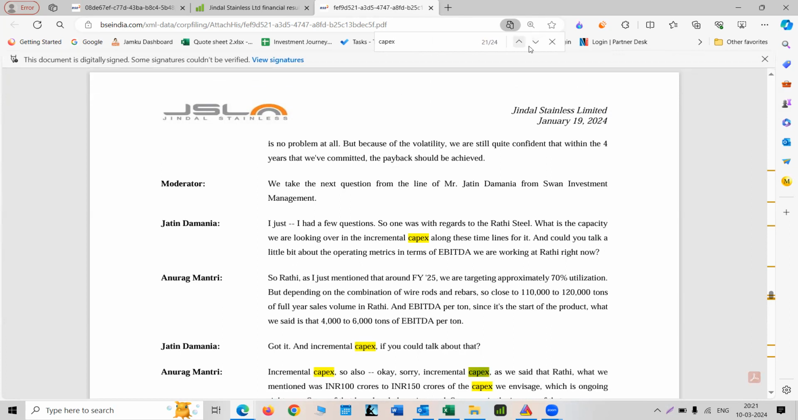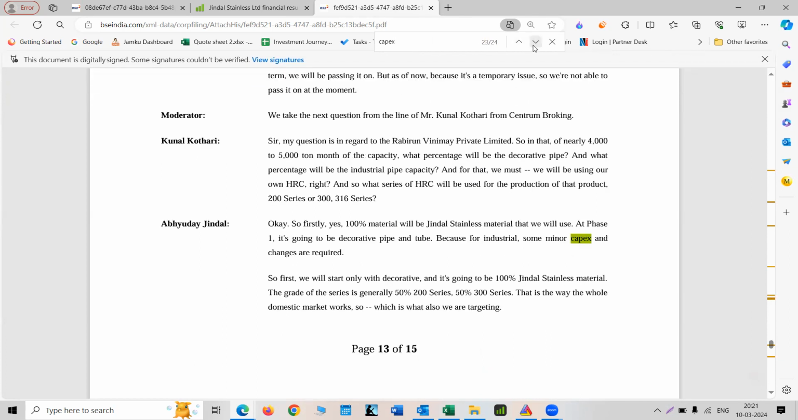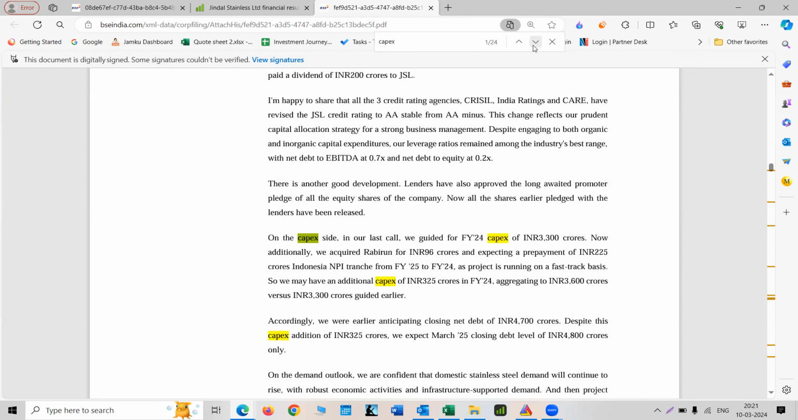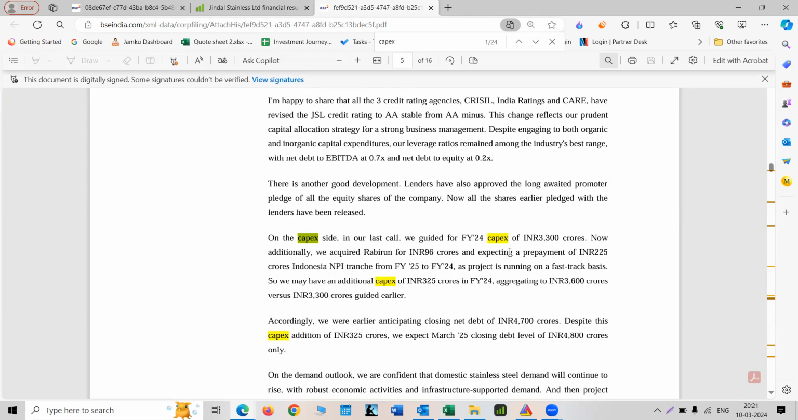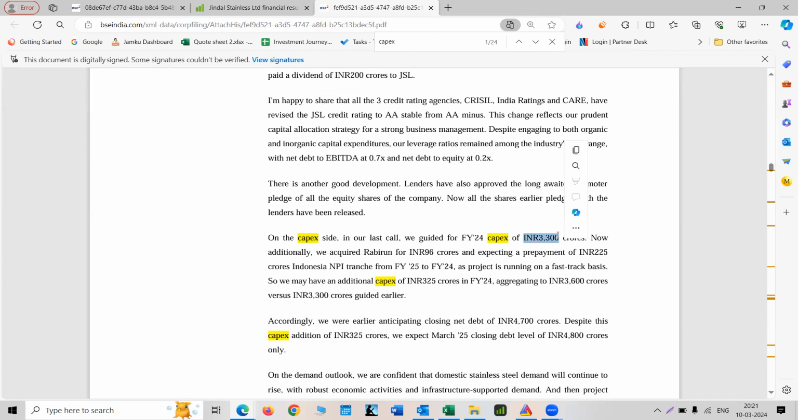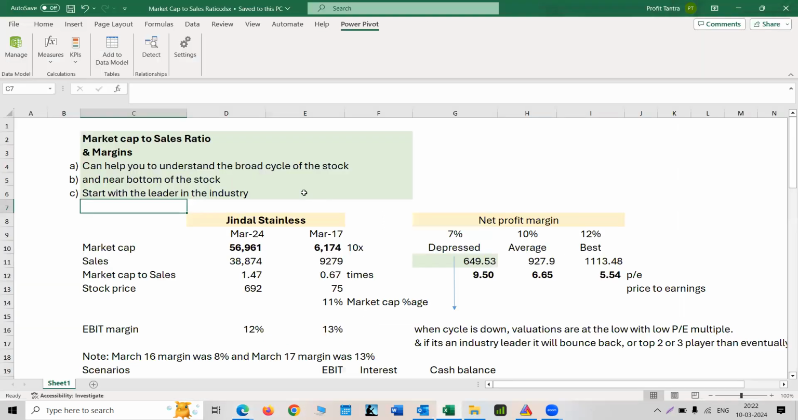See how many times capex has been used. Because the whole game is about capex. How much are they doing in capex? Almost 3,300 crores. Huge capex, and obviously they will slowly pay off also. So I hope you can understand why I have discussed this ratio.